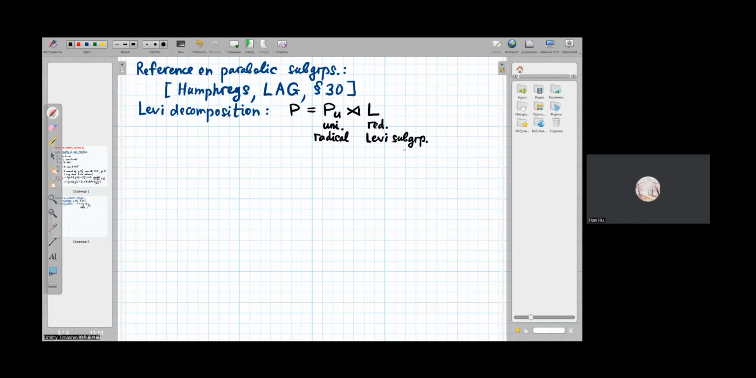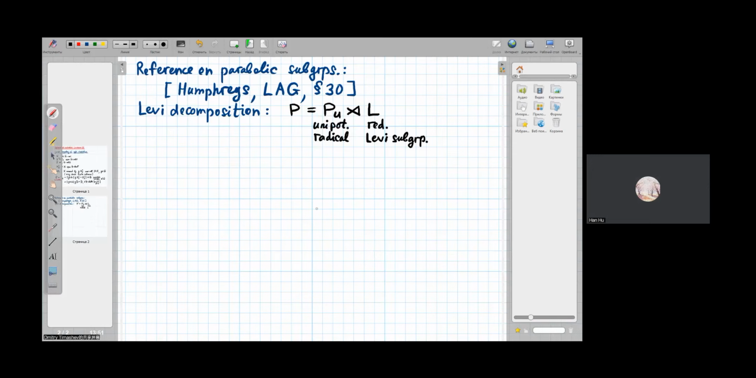Unipotent radical, yes. This group is the largest normal unipotent subgroup in P. Normal, yes. There may be a larger non-normal unipotent subgroup.